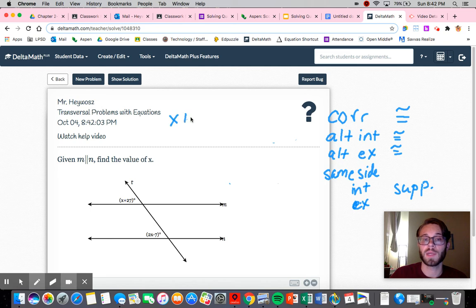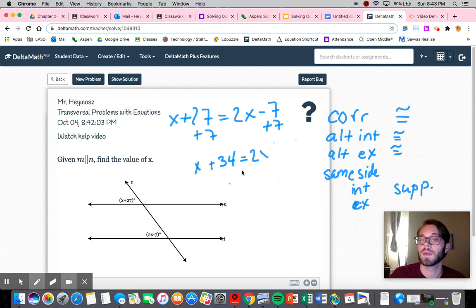So I would end up with x plus 27 set equal to 2x minus 7. Again, we now have to simplify. We add the 7 to both sides. I get x plus 34 equals 2x. Subtract x. 34 is equal to x. So that's ultimately my answer.